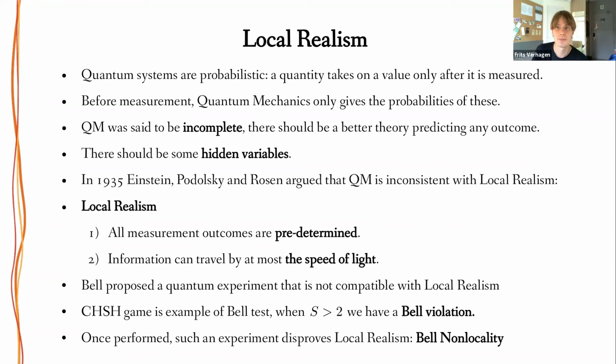So if you can do this experiment, such a Bell test, and you get a Bell violation, you get an S value greater than 2, then you automatically know that nature is not local realistic. So it satisfies Bell nonlocality. This is the Bell nonlocality that we mean. It means that nature does not satisfy local realism.